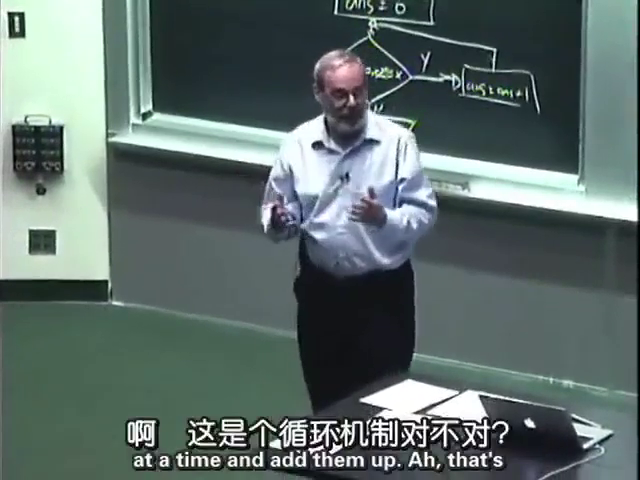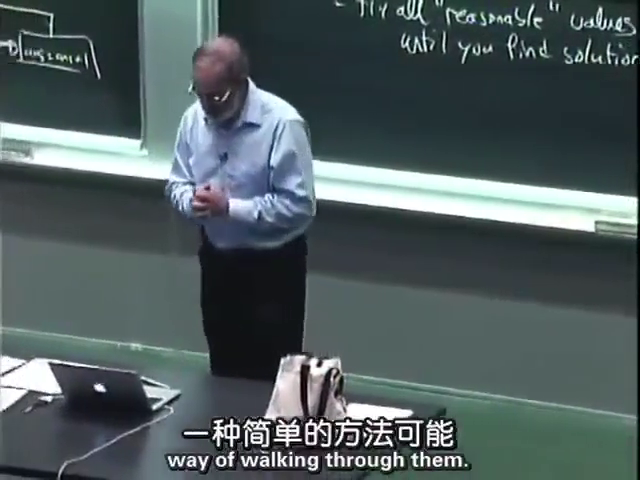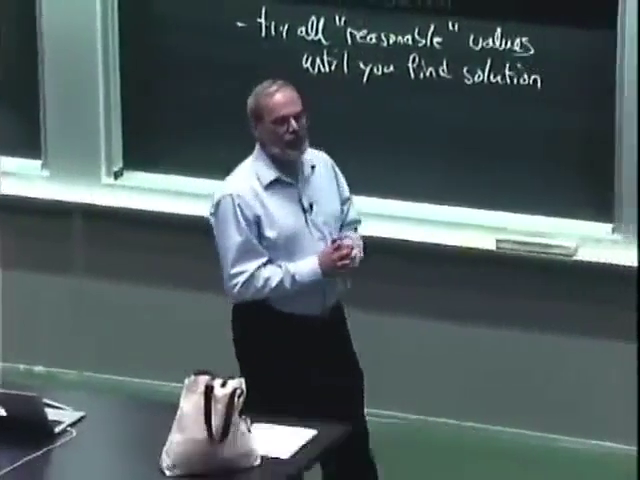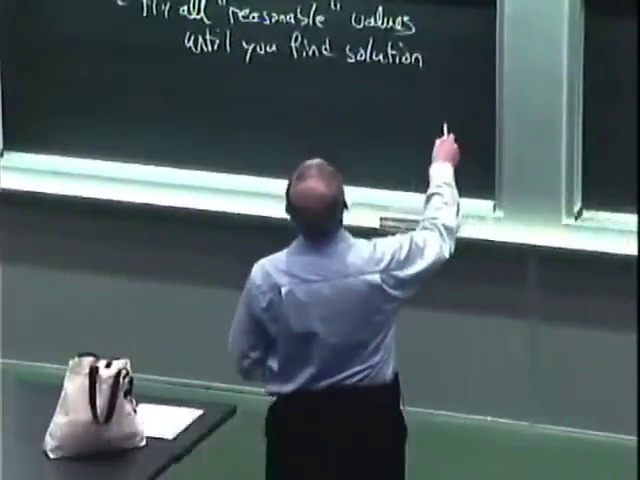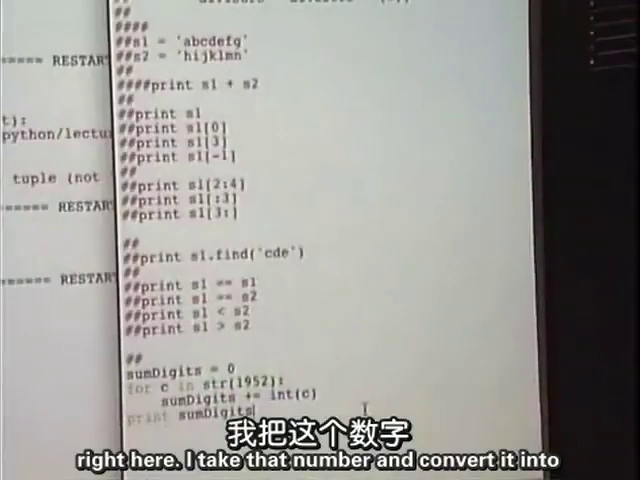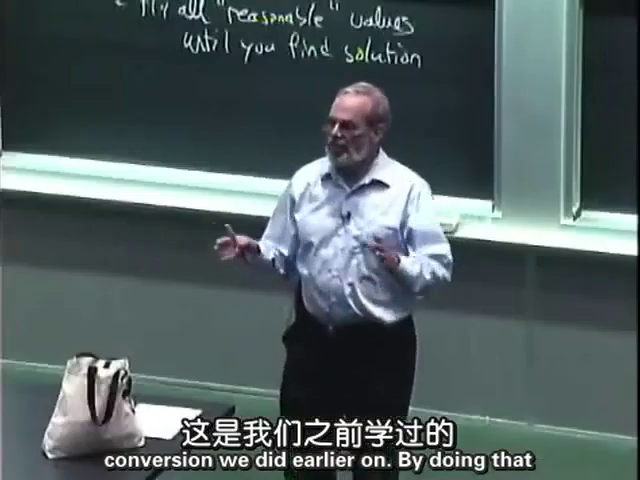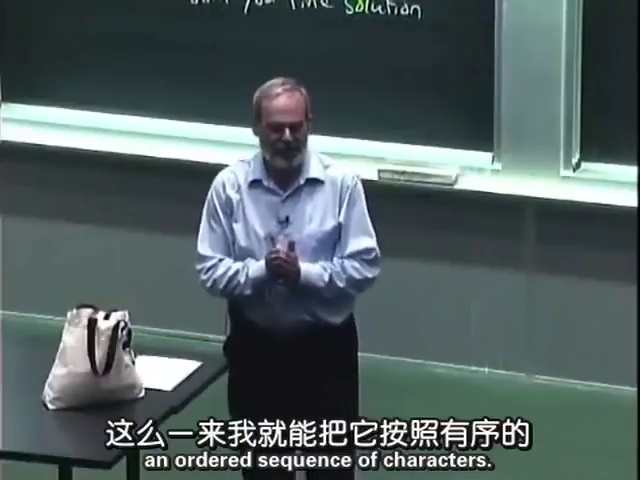That's a looping mechanism, right? I need to have some way of walking through them. An easy way to do it would be inside of a for. And what would I like to do? Well, I need to take that number and I'm going to turn it into a string. So notice what I'm going to do right here. I'm going to take that number and convert it into a string. That's an example of that type conversion we did earlier on. By doing that, it makes it possible for me to treat it as an ordered sequence of characters.